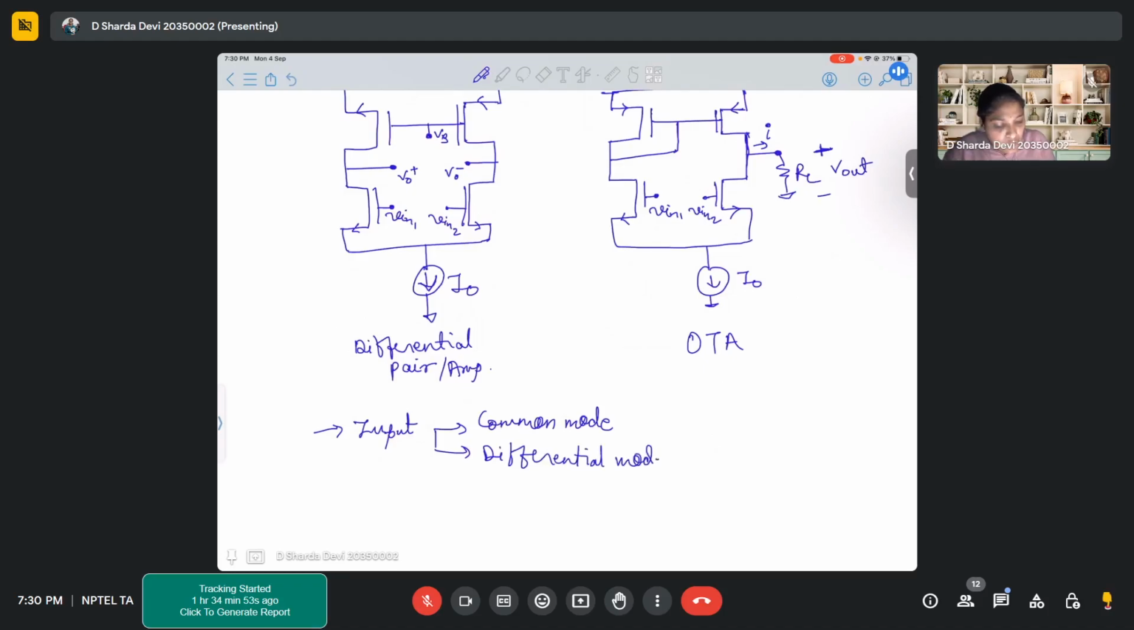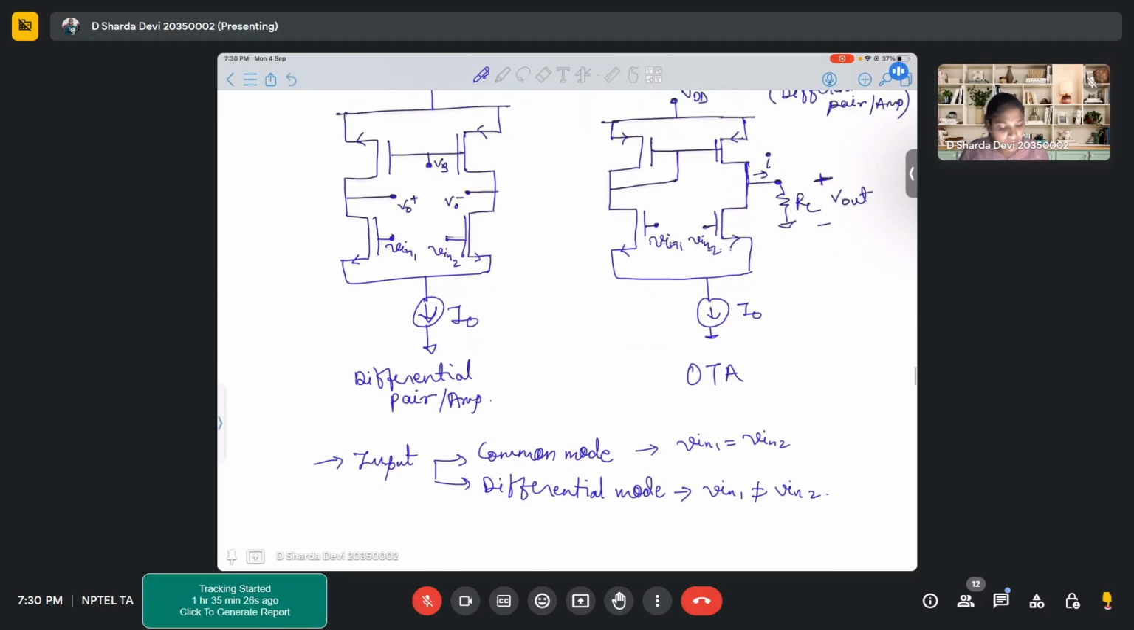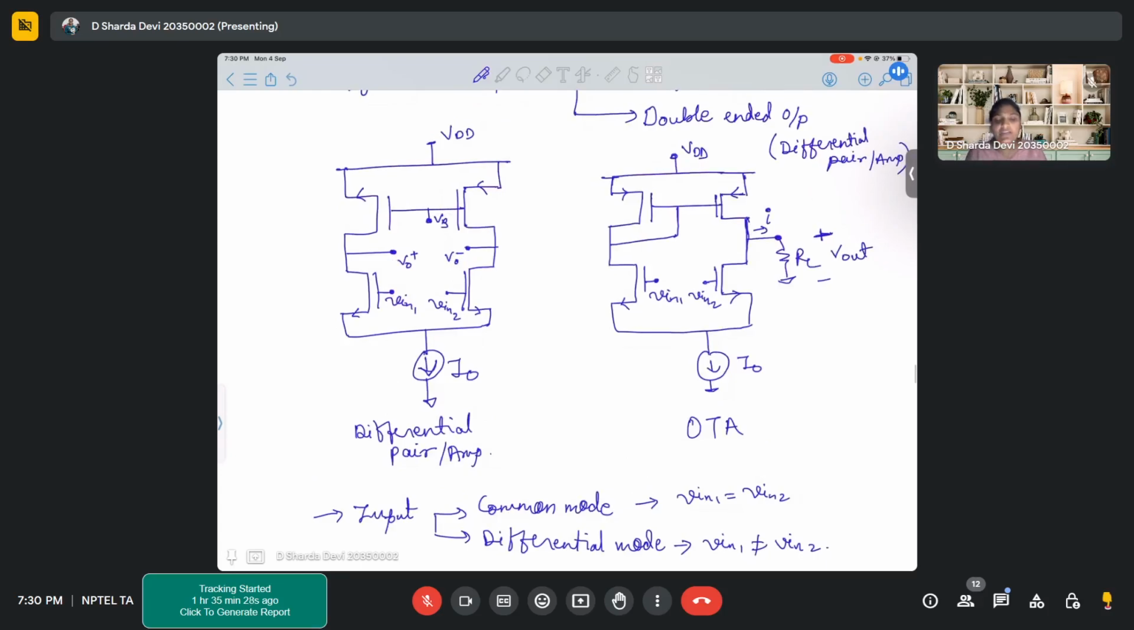So what do we mean by common mode? It means Vin1 is equal to Vin2. Both the signals are equal, then it is a common mode signal. And when it is differential mode, it means Vin1 is not equal to Vin2. So what will happen if you give a common mode signal to this circuit?